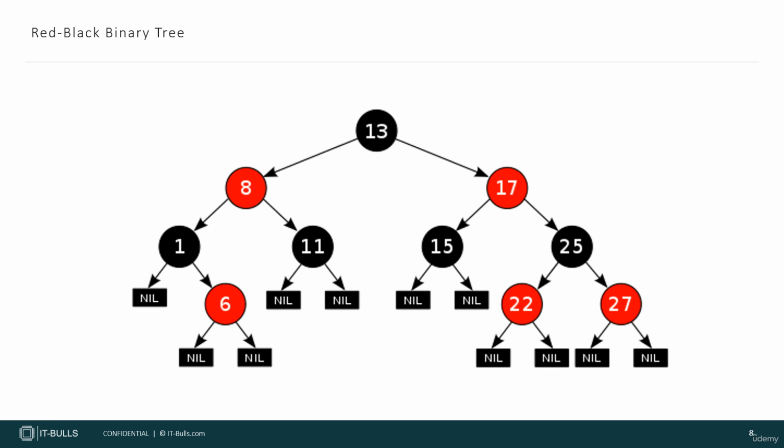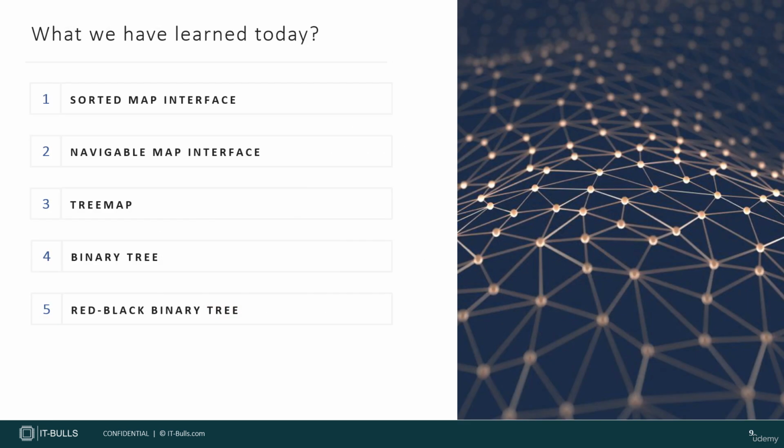That's all I wanted to share with you. Let's recap what we have learned today. Today we learned the SortedMap interface and the NavigableMap interface. Now you know the methods that are declared in these interfaces. Also we had practice with TreeMap and now you know how you can use it. We learned what a binary tree is and what a red-black binary tree is. Now you know why performance of major operations of TreeMap has logarithmic big O notation.